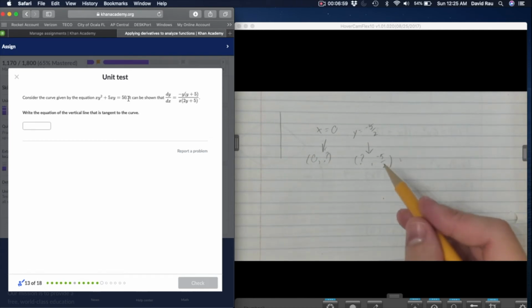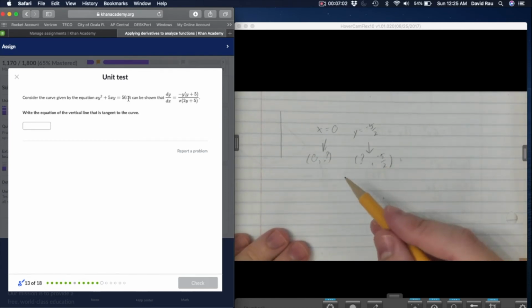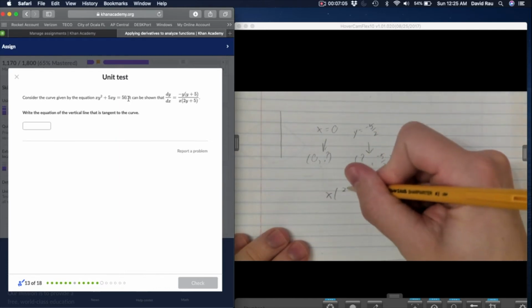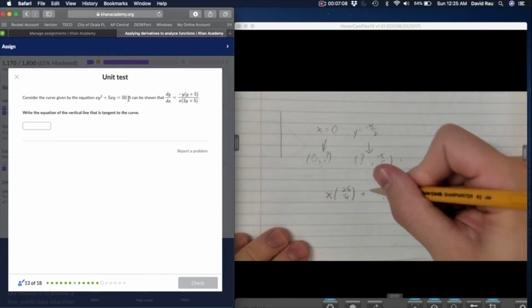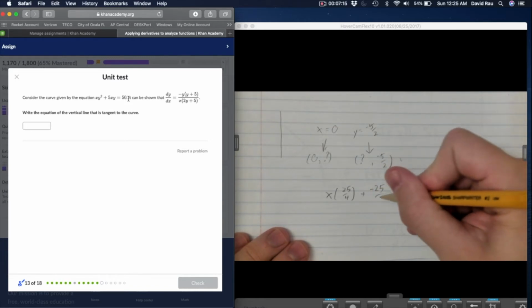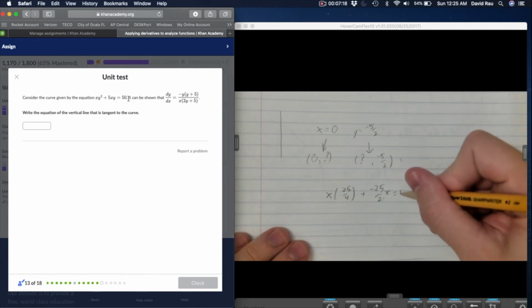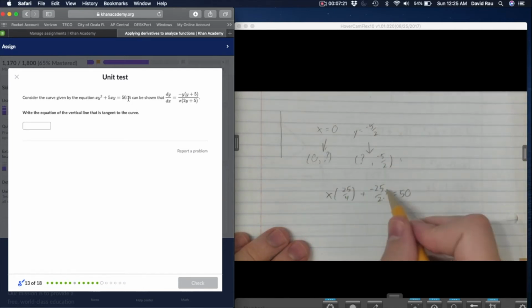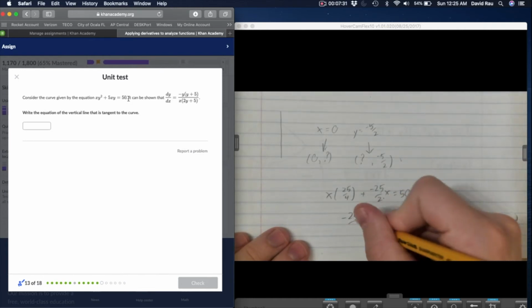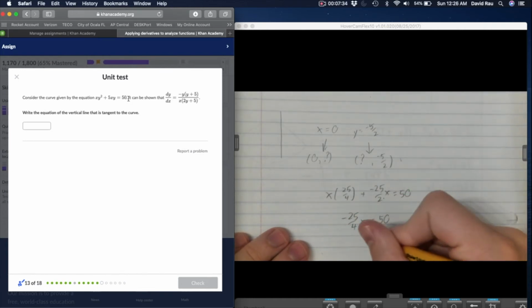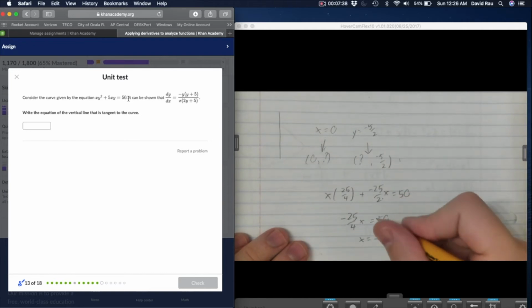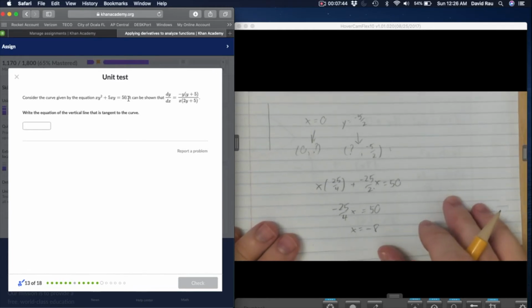So the question is, where can this be true? Let me plug -5/2 into my equation. When I square that, I'll get 25/4, plus if I plug in -5/2 here, I would end up with -25/2 times x equals 50. Now I'm combining my terms here. This is nasty, but this would be -50/4, which means overall I have -25/4 x equals 50. And that means x equals, if I multiply that, -8, I'm pretty sure.